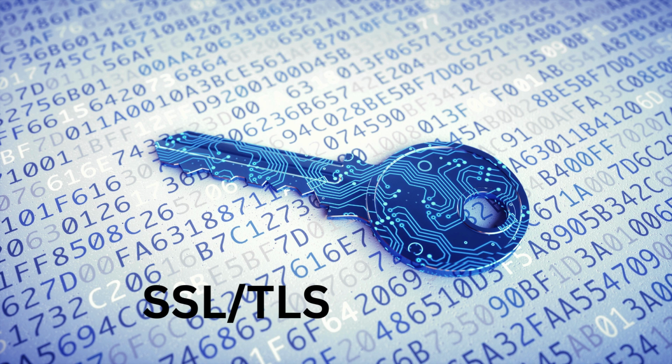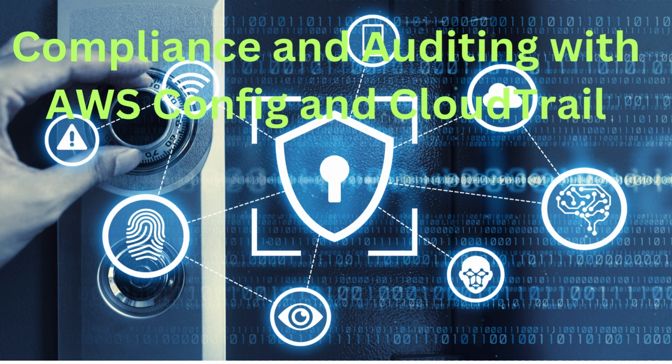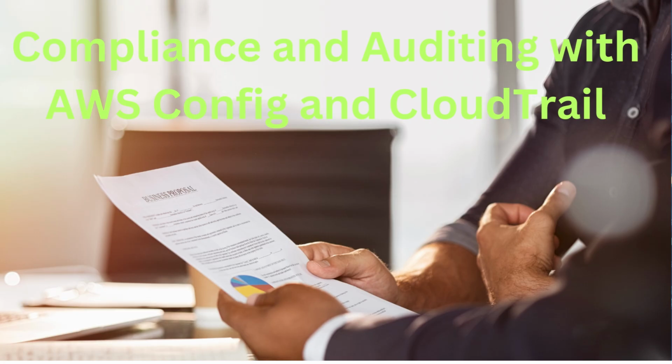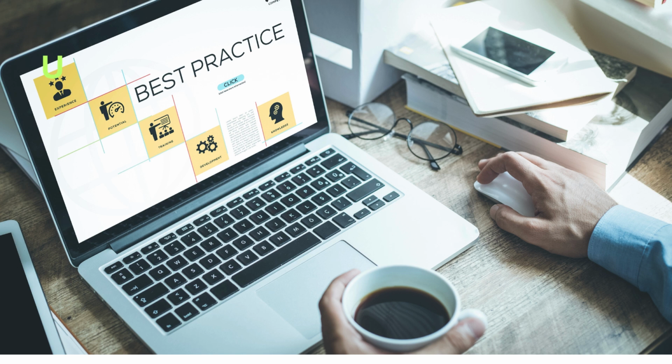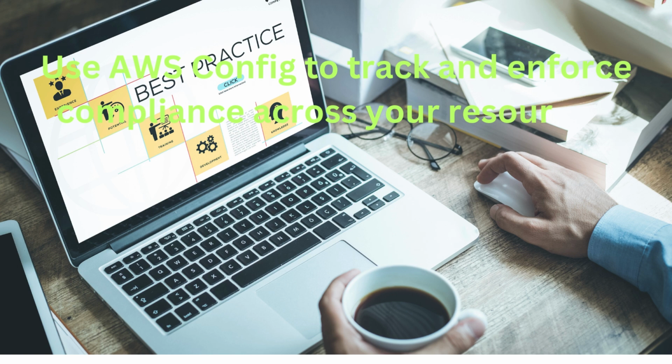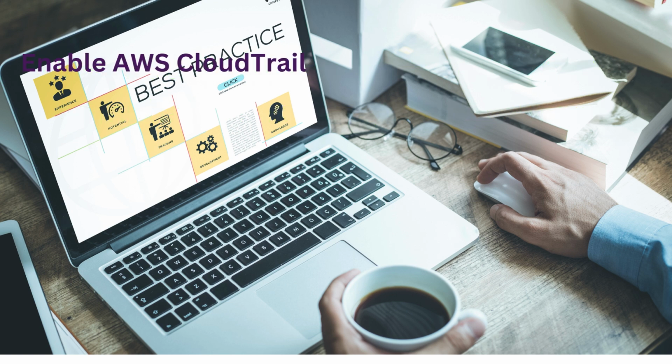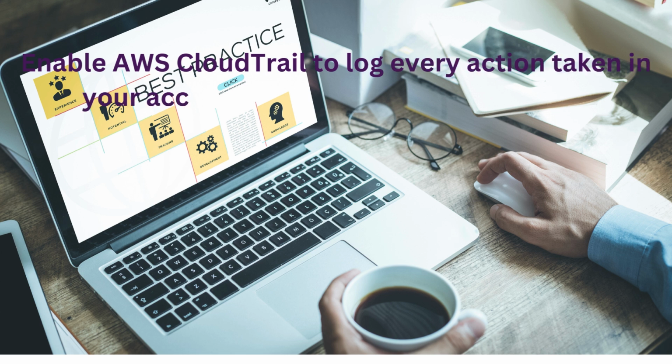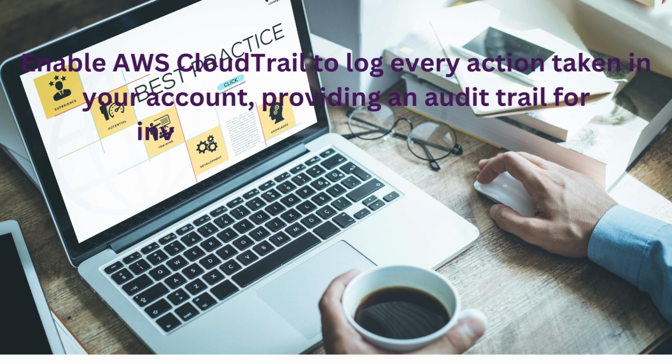Next one is compliance and auditing with AWS Config and CloudTrail. Maintaining compliance with security standards is a must for businesses handling sensitive data. AWS provides tools that allow you to automate compliance checks and audit your infrastructure for security gaps. And what are the best practices? Use AWS Config to track and enforce compliance across your resources, and enable AWS CloudTrail to log every action taken in your account, providing an audit trail for investigating security incidents.